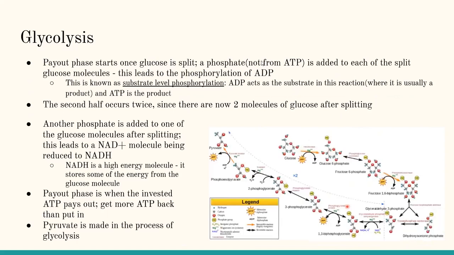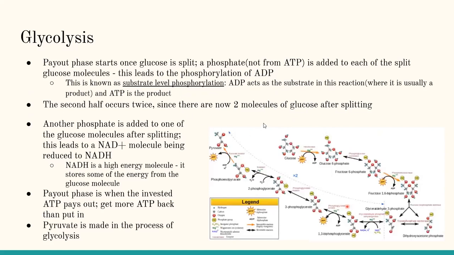A phosphate that's not from ATP, it's from another source, is added to each of the split glucose molecules, and this leads to the phosphorylation of ADP. This is known as substrate level phosphorylation, where ADP acts as a substrate and ATP is a product. That's why it's called substrate level phosphorylation, because ADP is the substrate. In a lot of the other reactions we've learned about, or if you take more bio classes later on, like cell bio or biochem classes, you'll learn that usually ADP is a product. It's not used as a substrate. But this is why this is special, or at least how I remembered it.